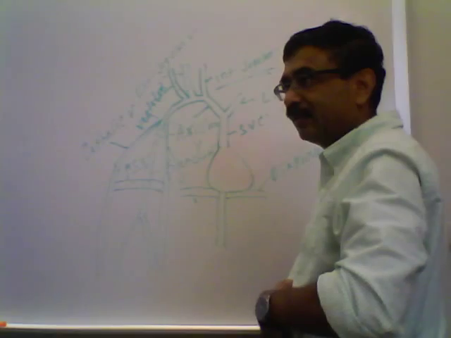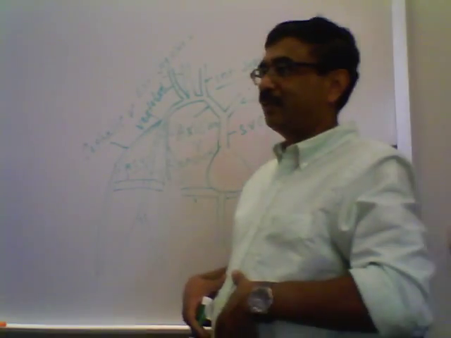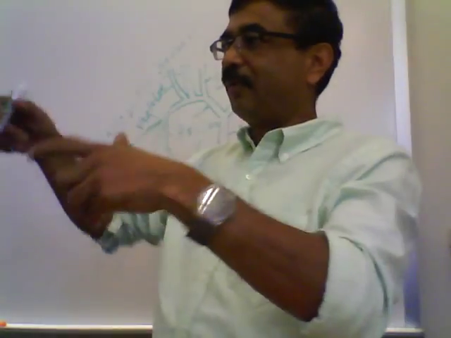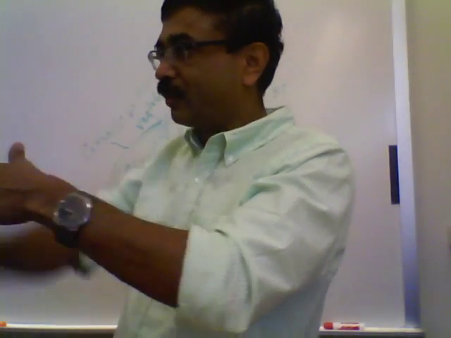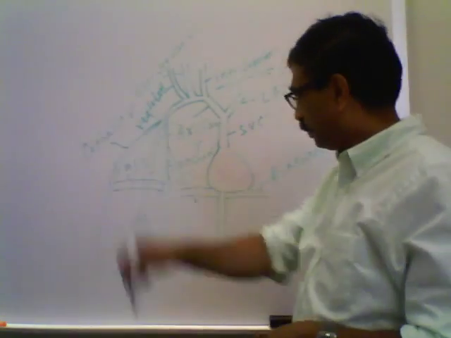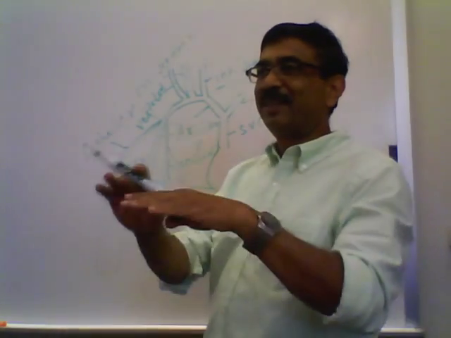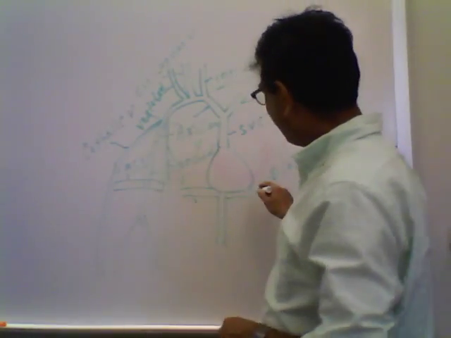Is there a hole in the diaphragm? Definitely there must be holes in the diaphragm. In the diaphragm, you have a hole for the aorta, you have a hole for the inferior vena cava, you have a hole for the esophagus. So you have those holes. That's the partition.